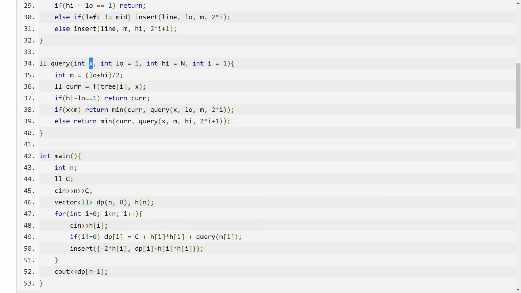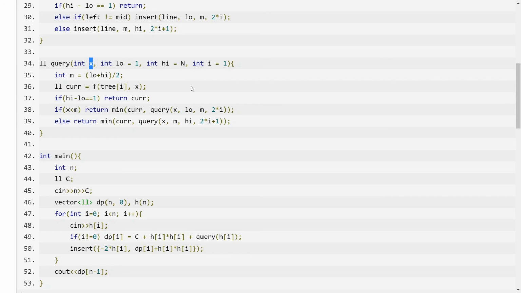And we are checking what the current value is at our current dominating node at tree I for our required query x. So if high minus low is equal to 1, that means we have reached our low, which is x, so we are returning the current answer. Else if x is smaller than m, we are going to the left side. So the answer can be the current node or its previous one or its below one on that part of x.